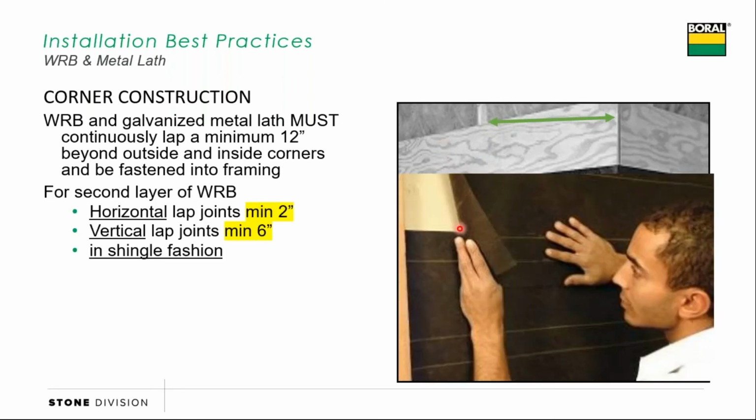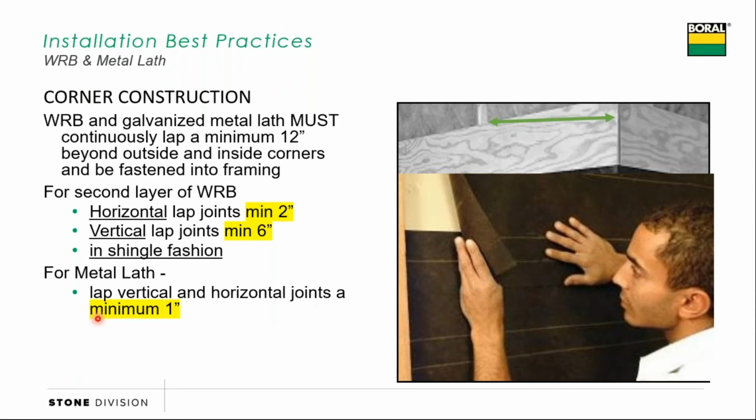Our paper should be overlapped by at least 2 inches top over bottom to get that shingle effect. And then our vertical overlaps need to be at least 6 to 8 inches. And again, staggering those vertical overlaps as they go up the wall. Metal lath should be overlapped, I would say, at least 1 inch on all 4 sides. Code specifically says 1 inch vertically and 1/2 inch horizontally. I think it's easiest to remember just a 1 inch on all 4 sides.